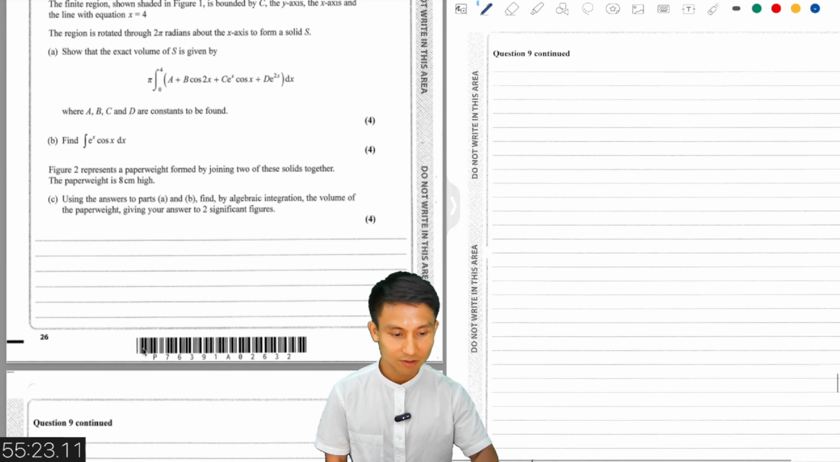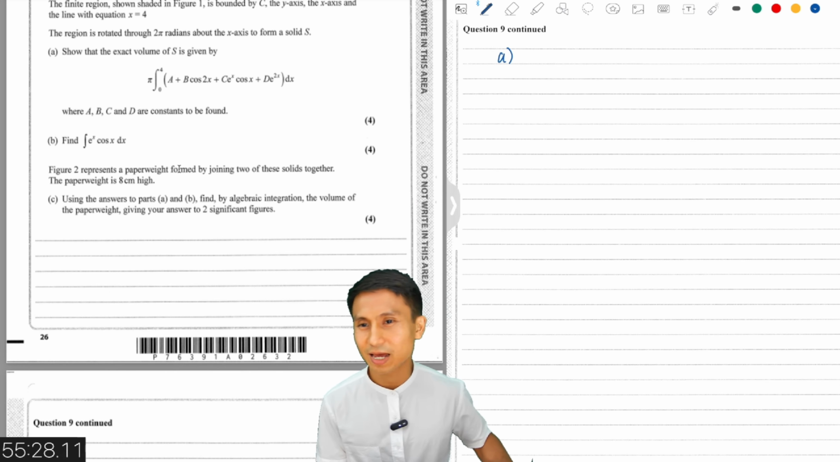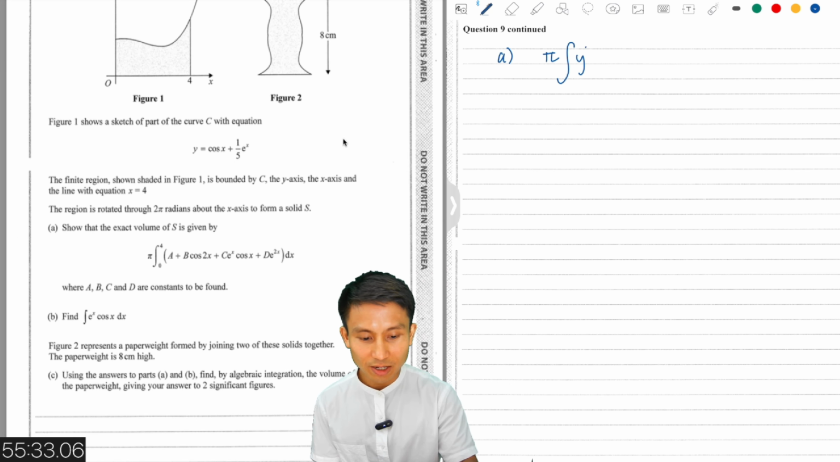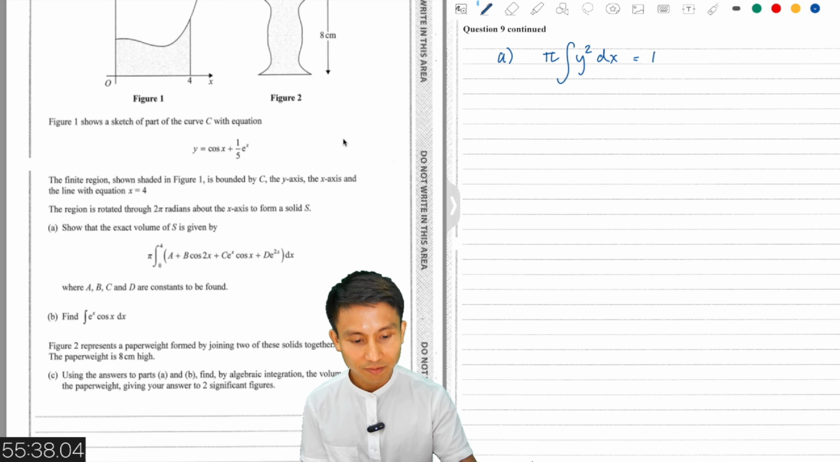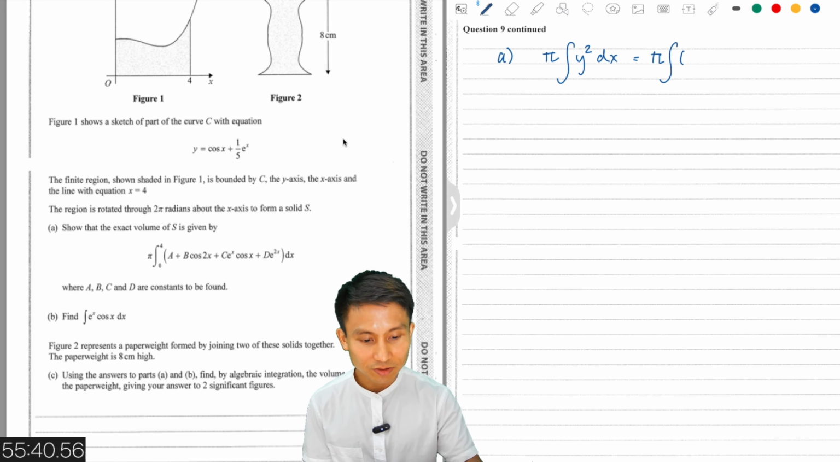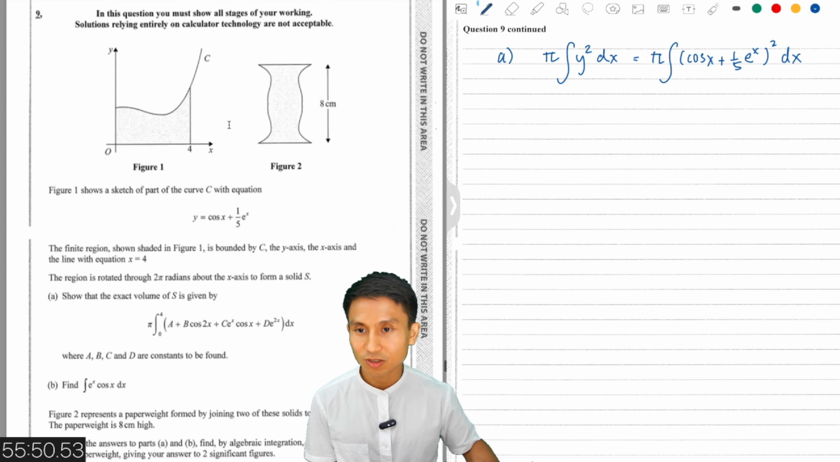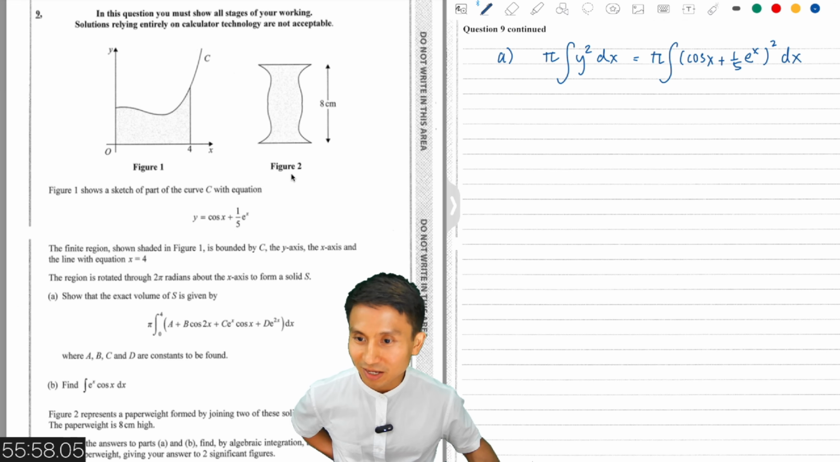Alrighty. So I'm just going to do here, part A. Exact volume of solid S. Okay, so just the formula there, pi integral y squared dx. Yeah, that's the formula. So what do we have? We have pi integral y squared, which is just cos x plus 1 over 5 e to the x, squared here, and dx, right? Just follow the formula there. And the bounds will just be 0 to 4.